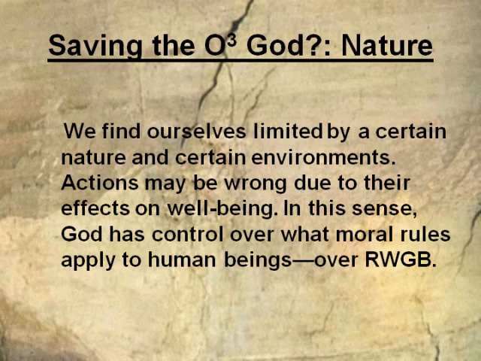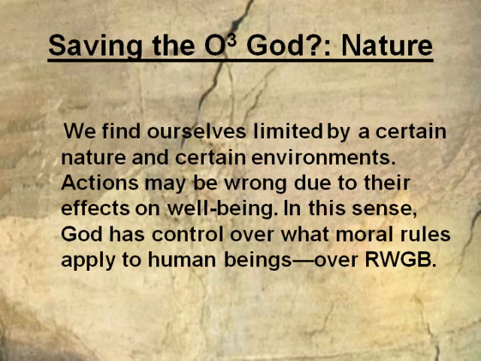We can also try to understand that actions may be wrong because of their effects on well-being. That is, we may be able to say that an action is wrong because of some other criteria. If God created a certain environment and a certain human nature, or a certain condition of our existence, then actions could be wrong because they go contrary to that. So, for example, the fact that we are mortal as opposed to immortal may make things such as killing wrong. In that sense, God has control over what moral rules apply to us because God creates that condition, creates that nature, and therefore has power over right, wrong, good, bad.